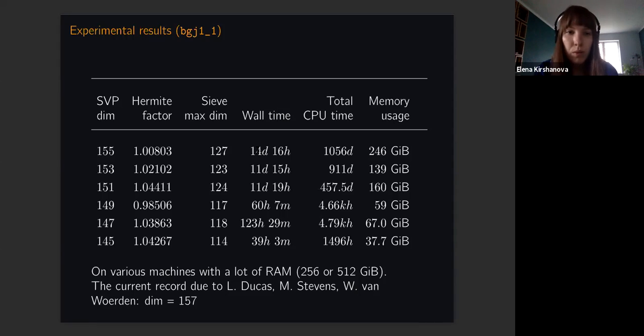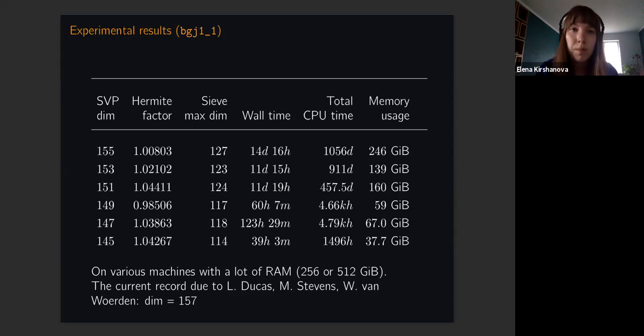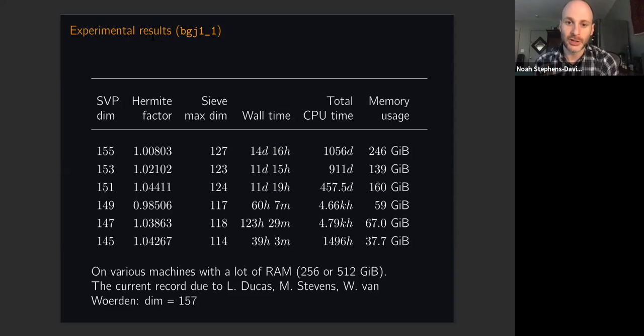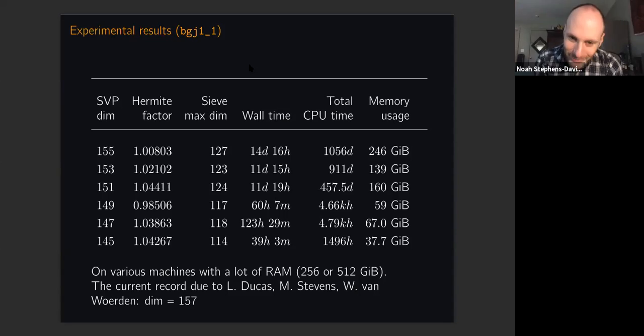By the way, this improves the previous best record for enumeration, which was, if I remember correctly, about dimension 152. Elena: Is this done with not exactly triple sieve, but like this? It's BGJ1. Oh, okay, so it's just pairs, not triples. Just pairs, yeah, correct. I see. And you still managed to get the memory below, I guess 256 gigabytes is probably a pretty big constraint.